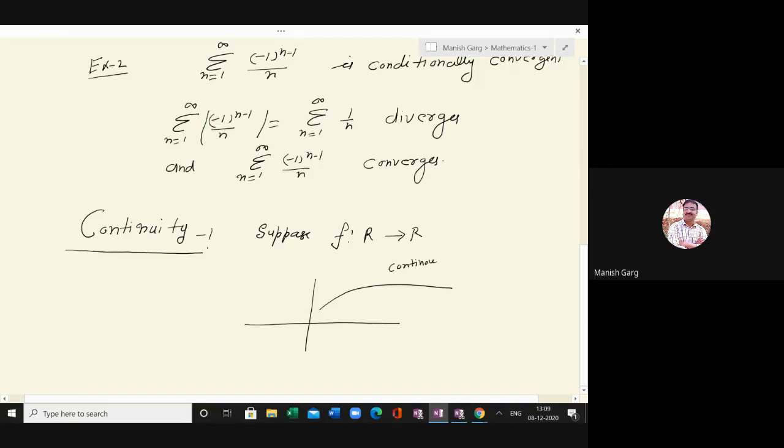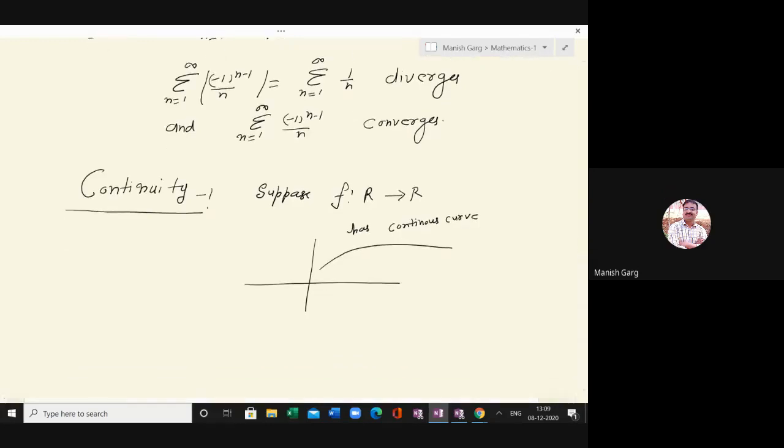It is called continuous if it has a continuous curve. What is the meaning of continuous? Continuous curve means you can draw the graph of f without a jump. What does continuous mean?